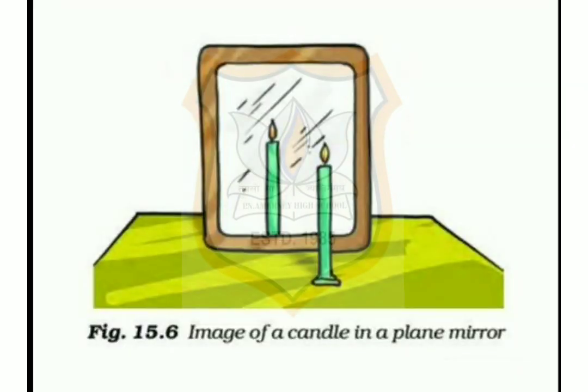So students, we will conclude that the image formed by a plane mirror is erect and of the same size as the object, and the image cannot be obtained on a screen. In any case, that is, a virtual image is formed.